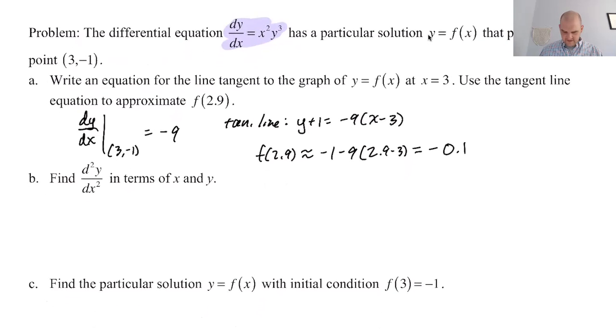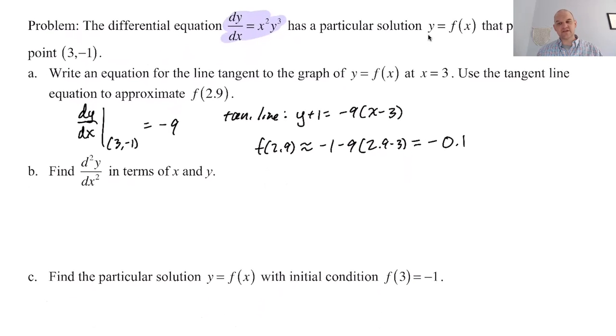Next up, find the second derivative in terms of x and y. Super common, right? It's always going to say in terms of x and y because you're not allowed to leave a dy/dx in there. Also, don't forget, you're going to need dy/dx's with the chain rule. So let's see if we can do this.